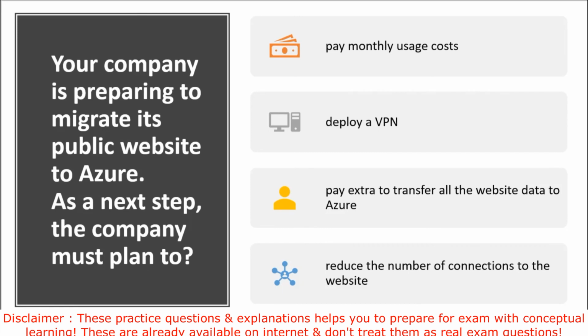In this question, they are asking, your company is preparing to migrate its public website to Azure. As a next step, the company must plan to... What exactly do they need to do? They need to pay monthly usage cost, deploy a VPN, pay extra to transfer all the website data to Azure, or reduce the number of connections to the website. So for this question, we will go with pay monthly usage cost whenever they need to migrate their public website to Azure.